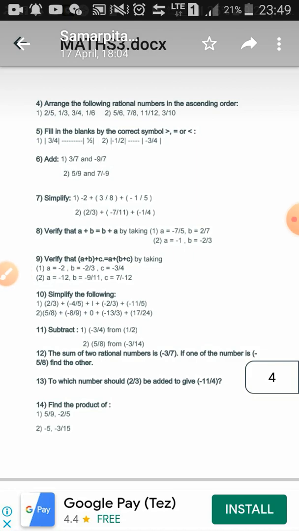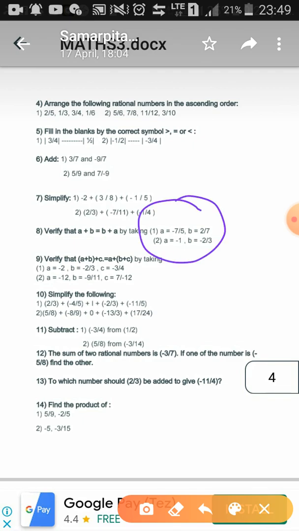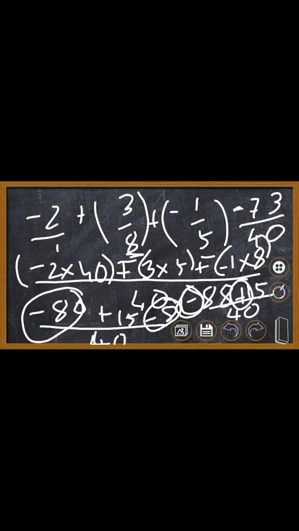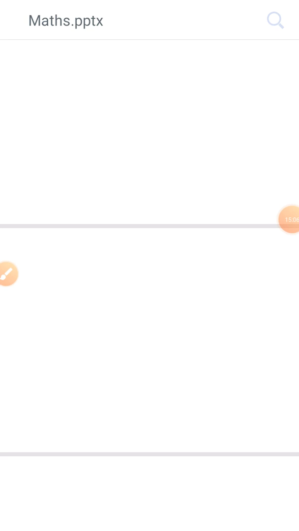Here, number 9, they are asking you to verify a property, verify that a plus b is equal to b plus a. What do you call this property? It's mentioned over there. Yes, you call this property... Okay, first let me teach you about the properties of rational numbers.